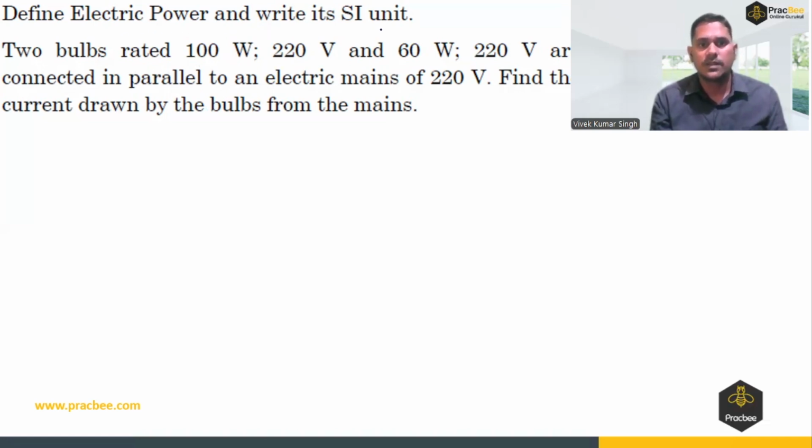Define electric power and its SI unit. The two bulbs rated 100 watt, 220 volt and 60 watt, 220 volt are connected in parallel. Okay, we have seen this question. The same question is repeated.